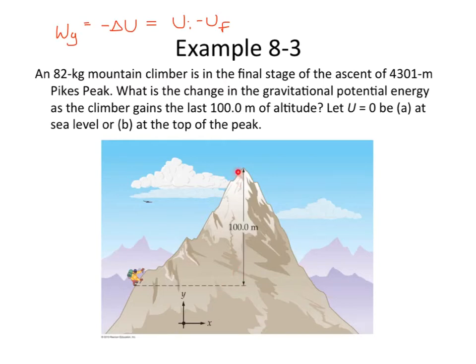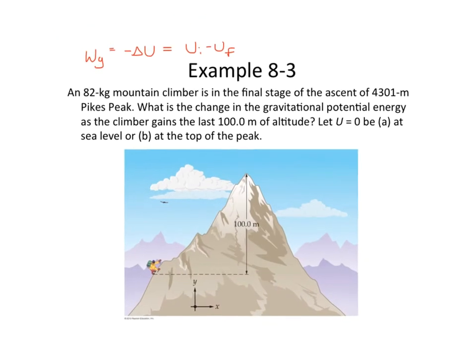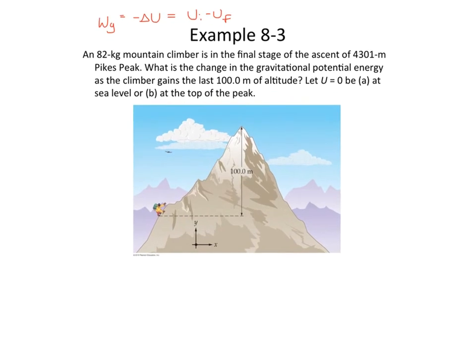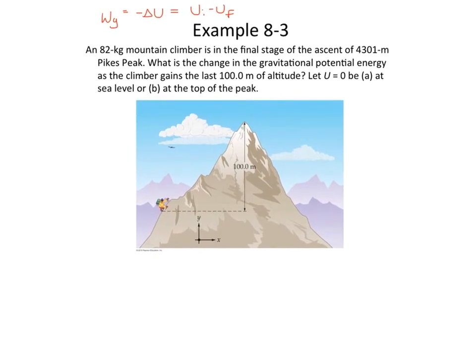And we're going to do that using two different reference points. Okay? What I mean by that is this. I'm going to shrink this down a little bit. Center that right there. This person is going from here to here, and they are climbing upwards 100 meters. But in part A, it's saying, let U equal 0, that is the potential energy equals 0, be at sea level. Well, we know how high Pike's Peak is because it tells us right here. At the very top is 4301.